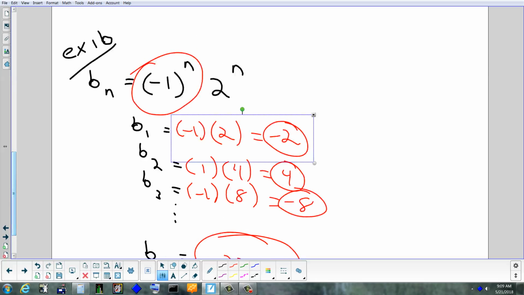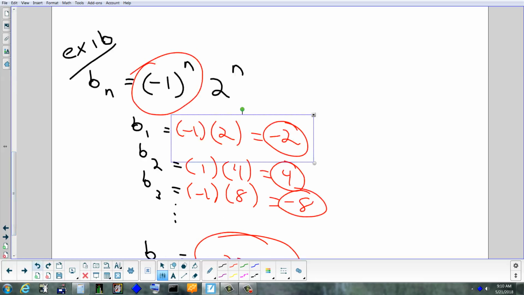Yeah, there's actually a couple ways you could do it. You could make the exponent here an n-1. You could make the exponent here an n+1. You could do it either way. So a couple different ways you could do that.